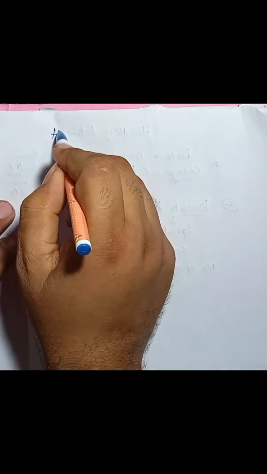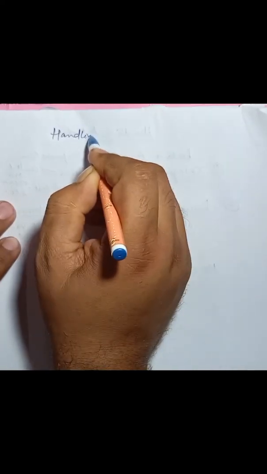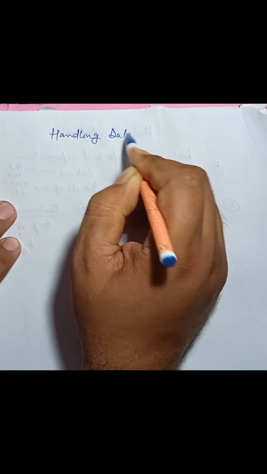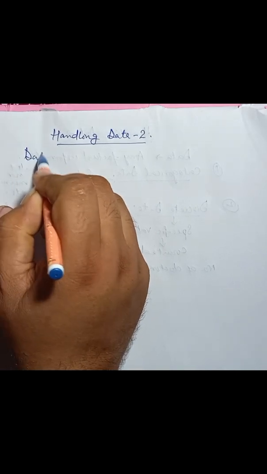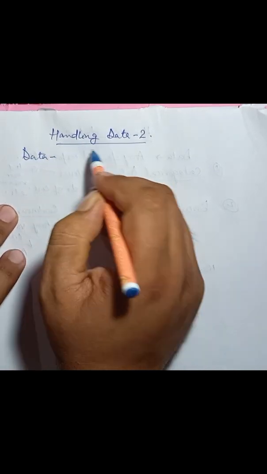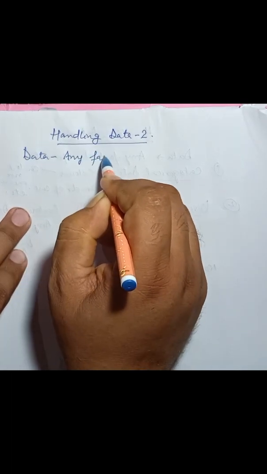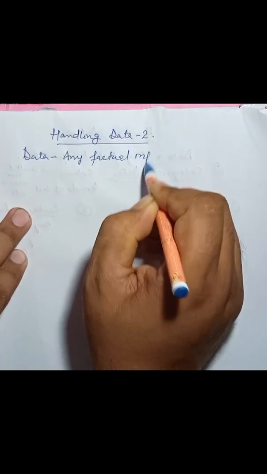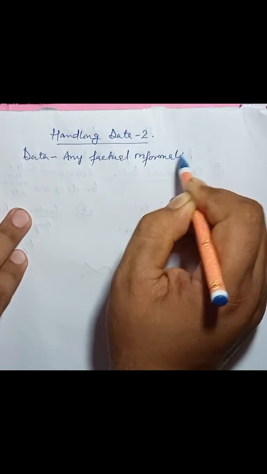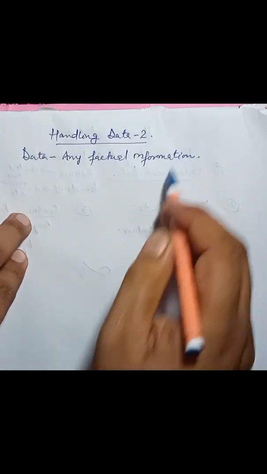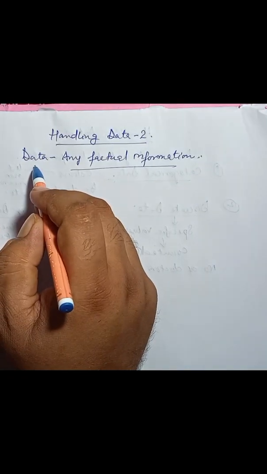In this video, we are going to learn Handling Data 2. This is one of the chapters in our textbook, and we have learned about data in Handling Data 1. What is data? It is any factual information that has been collected or recorded. This data has different types.